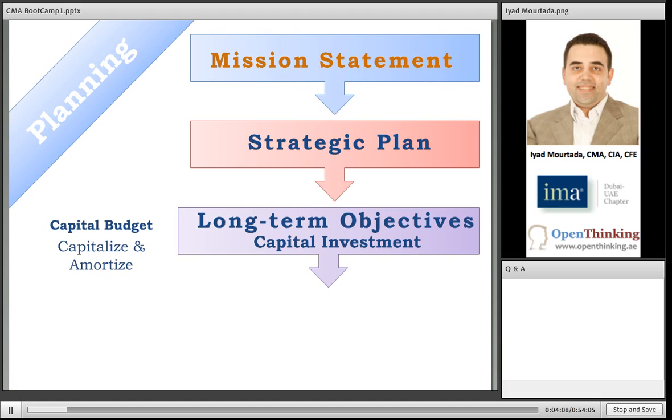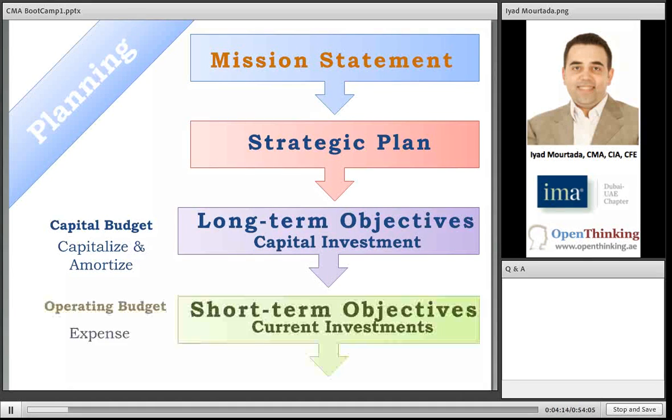They need to get some cash in the business for them to go and do a long-term investment. After that, we look at the short-term objectives related to current investment: what kind of expenses they are going to have every month, every year for them to be able to operate the business. And here is where the operating budget comes in.